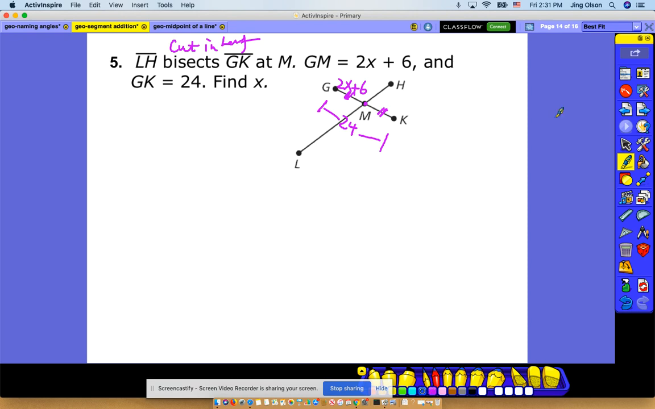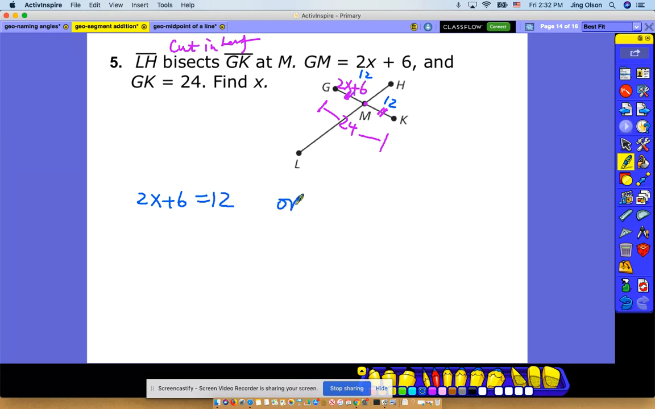If you look at this one, M is in the middle and is the midpoint. GK is 24, so each one has to be half of 24. Each one is 12, right? So each one is 12. That means 2x plus 6 is equal to 12.